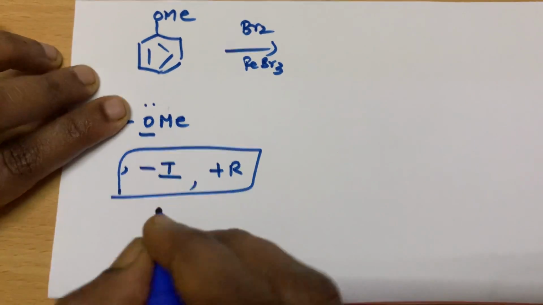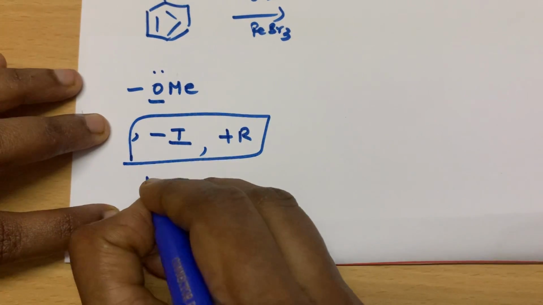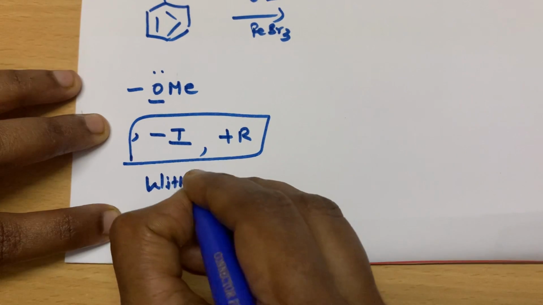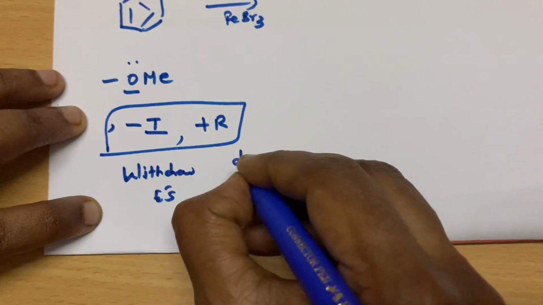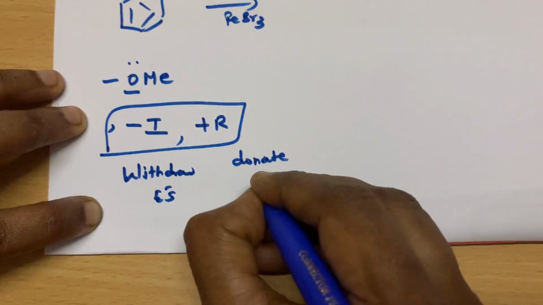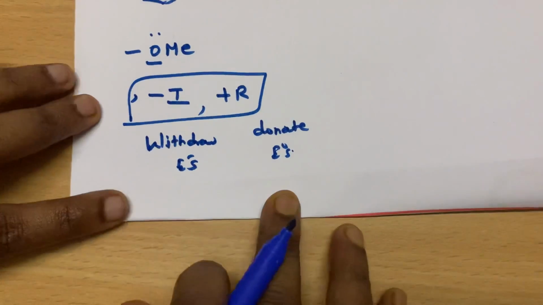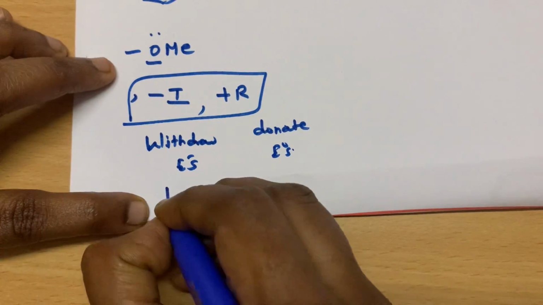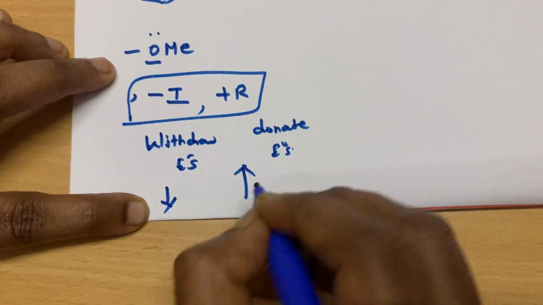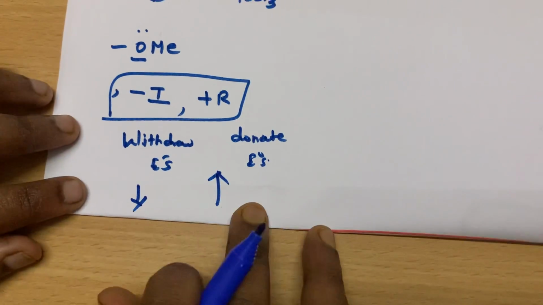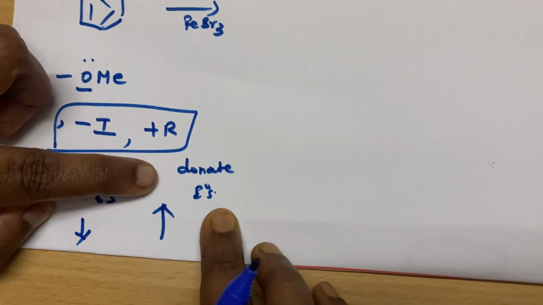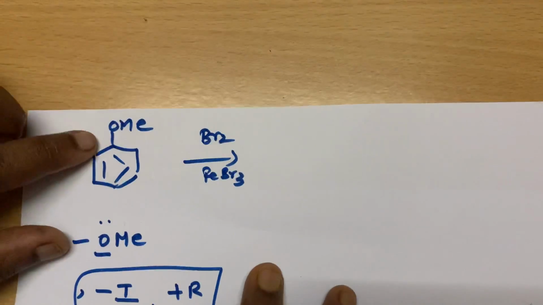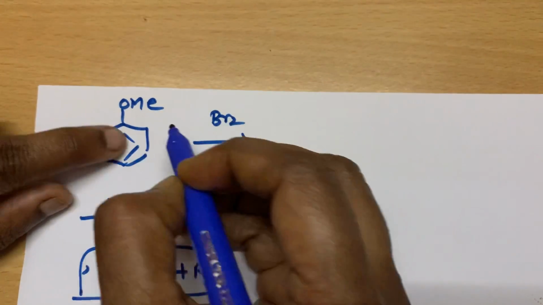The minus I effect will withdraw electrons, and the plus R effect will donate electrons. Both are in opposite directions. So one will decrease the electron density, and the other will increase the electron density of the benzene. What I told you is that you have to give importance to resonance, hyperconjugation and inductive effect. Always the resonance dominates. Due to the inductive effect, it will pull electrons.